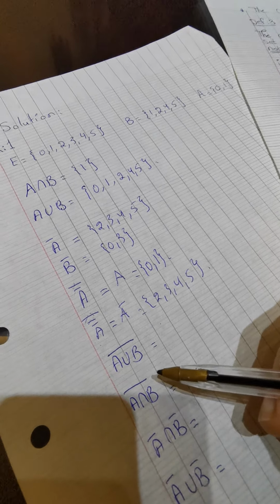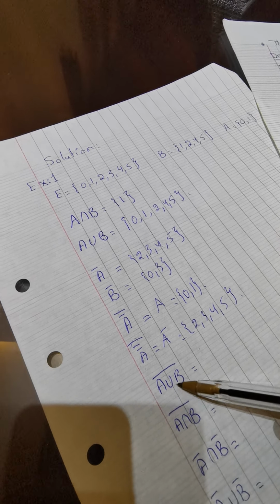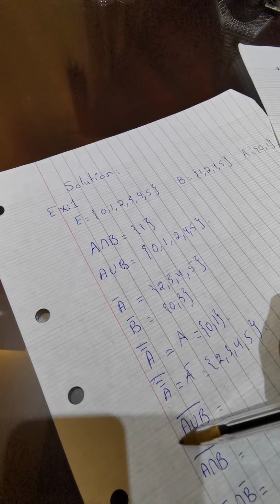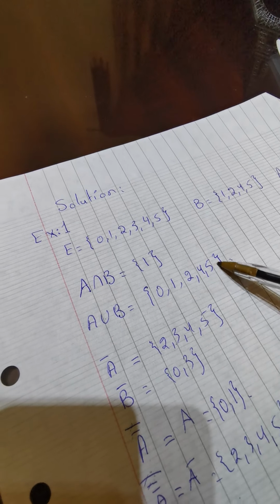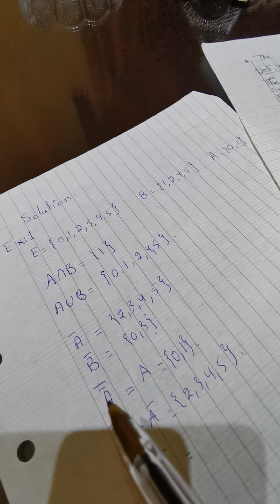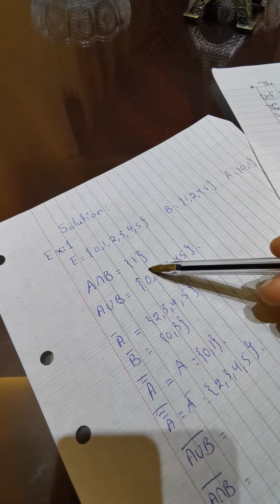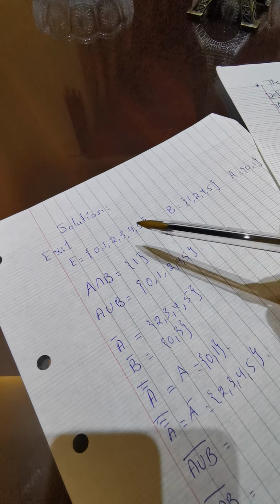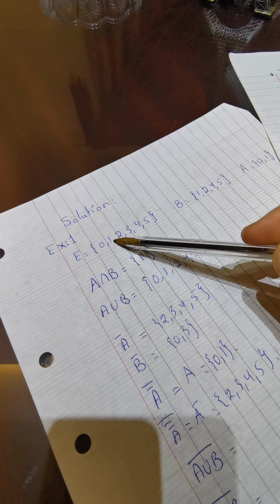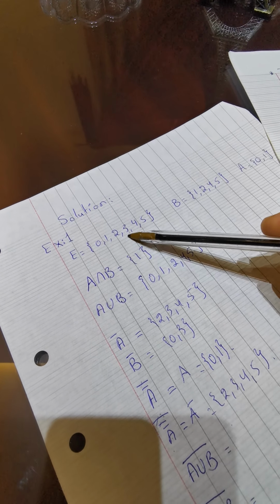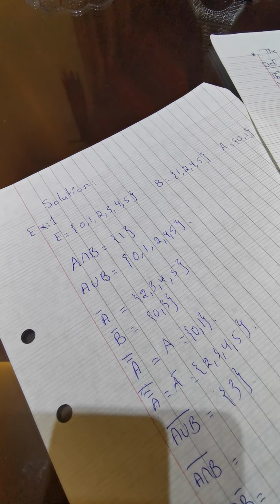Here we have to find A union B bar. A union B bar is like we have to look at A union B, which is 0, 1, 2, 4, 5, and we will have to find the complement of A union B. So we will look at set E. What are the elements that do not belong to A union B and belong to set E? It's like we will remove 0, 1, 2, 4, and 5. We will get only 3. So A union B bar is only 3.